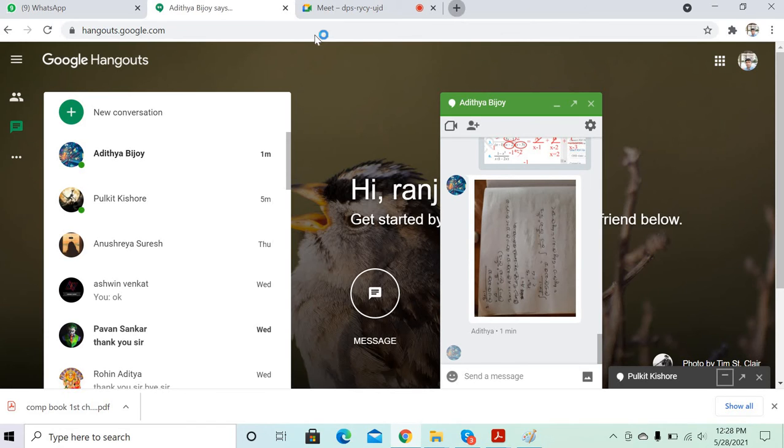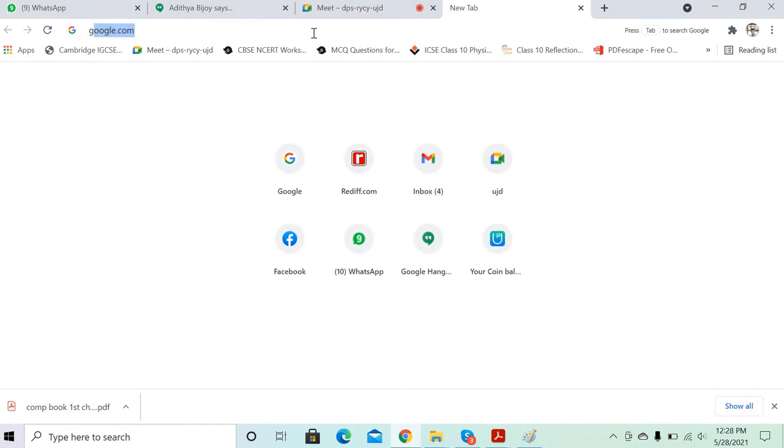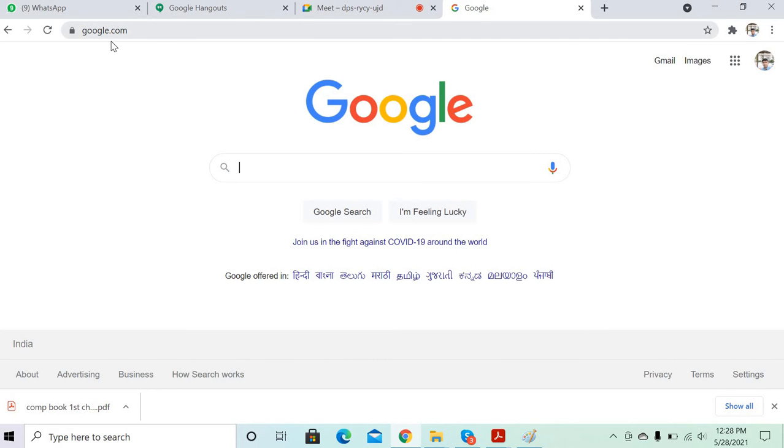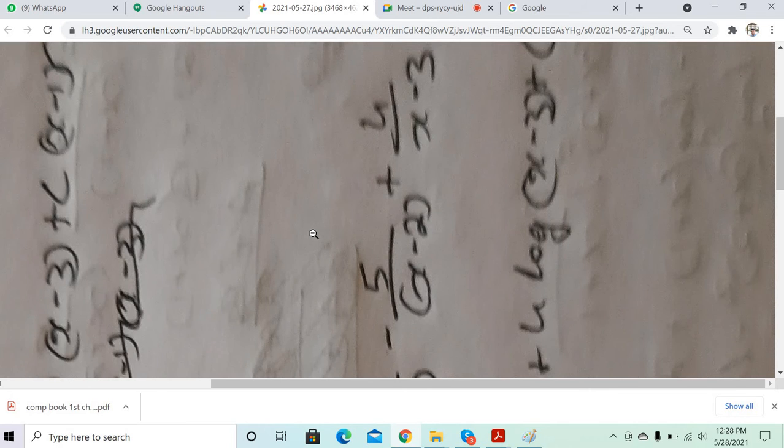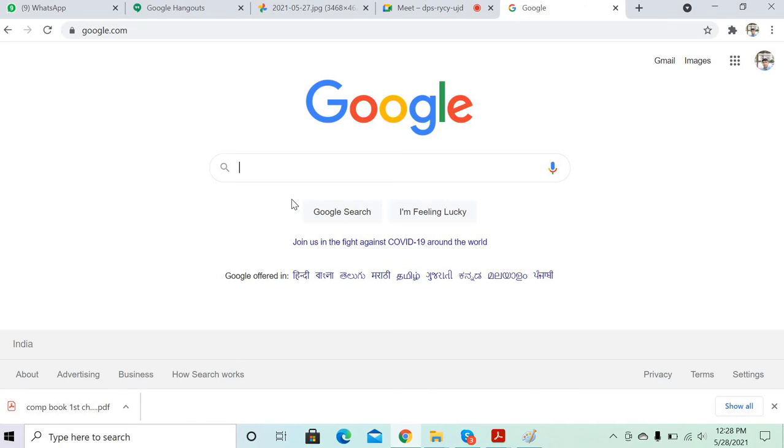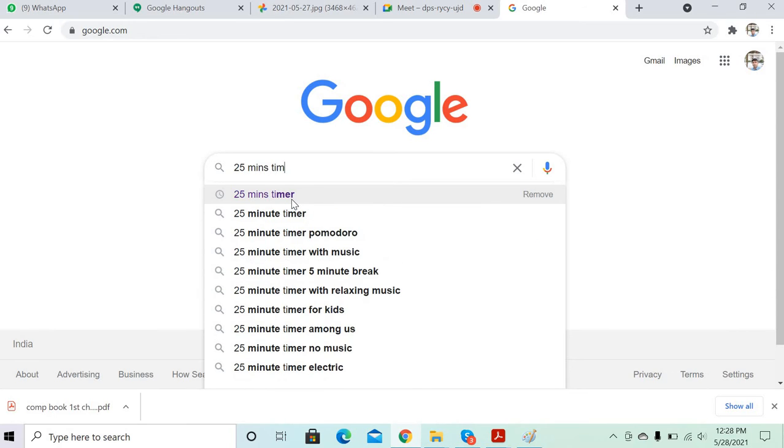Sir, Vijay, I'm done with the form. I sent it to you. So this part, partial fraction, is clear to you, Vijay? Yes. Do you know the shortcut method? Sir, I'm ready. You ready? 25 minutes time starts now.